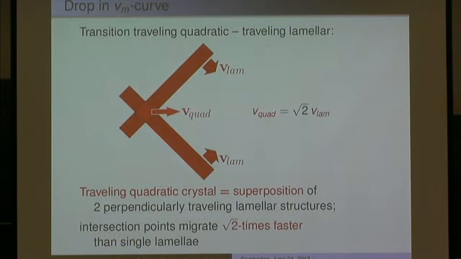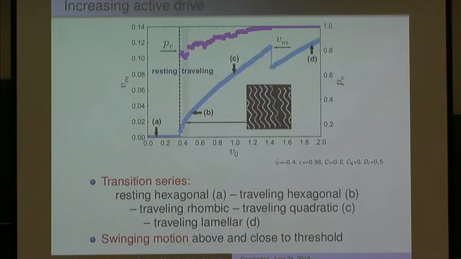This drop you can simply explain by geometric arguments. When you think that this traveling quadratic structure is made up of overlaid perpendicular oriented lamellae. So you have two lamellae, they are perpendicular, overlay them, and there are intersection points. And by simple geometric arguments, you find that these intersection points migrate by square root of 2 quicker than the single lamellae. And that roughly corresponds to this drop here.